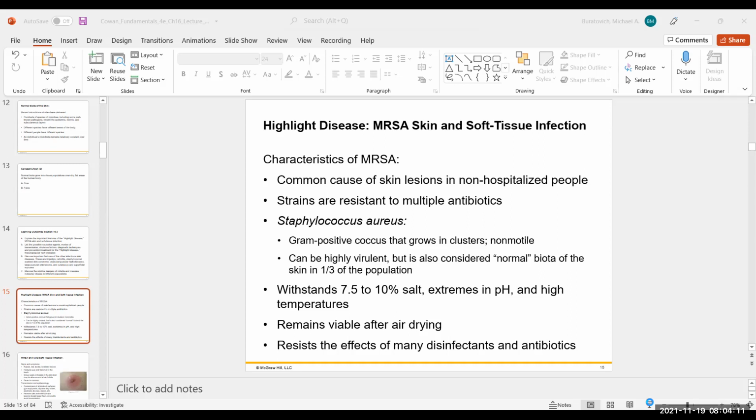If your organism is methicillin resistant Staph aureus, your drug of choice is, Haley, remember? Vancomycin. That's the case if it is MRSA. Vancomycin is your first drug of choice.